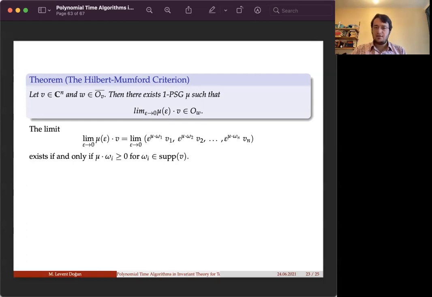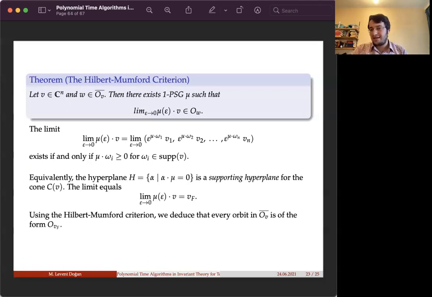So let's write this limit, mu of epsilon applied to v. It's this vector on the right: the first coordinate, epsilon raised to the power mu inner product omega 1, the second is mu inner product omega 2, and so on. And when does this limit exist? It exists if whenever v i is non-zero, then we must have mu inner product omega i non-negative. So mu inner product omega i is non-negative for every weight omega i in the support of v.